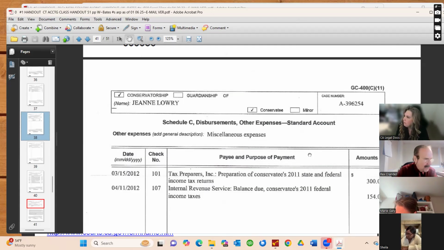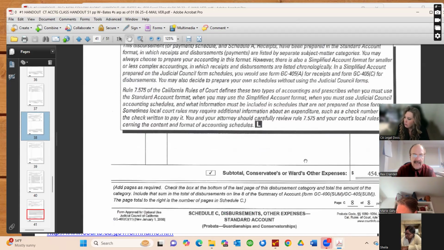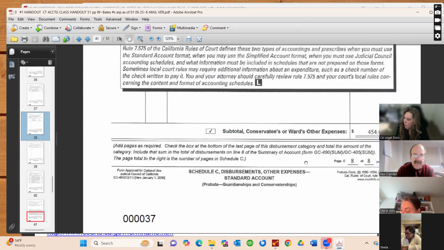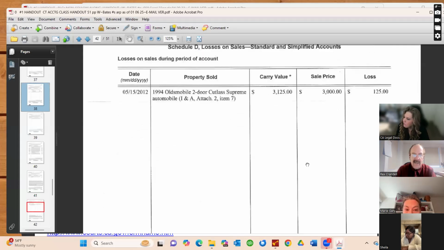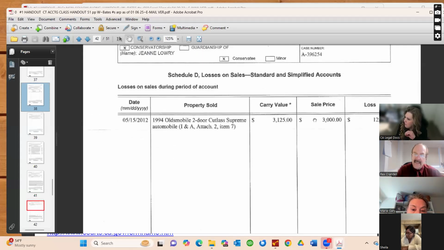So I'm going to move along here so we can get through. I'm just about done. 37. Okay, we had a car sale. You just compare the sale price with the carry value, and we have the gain.